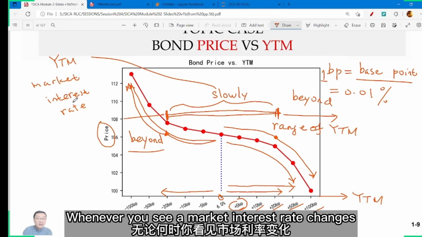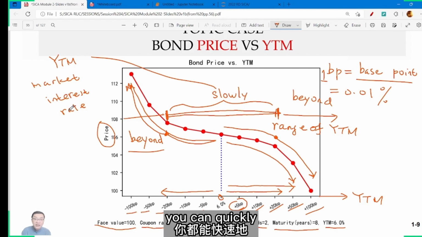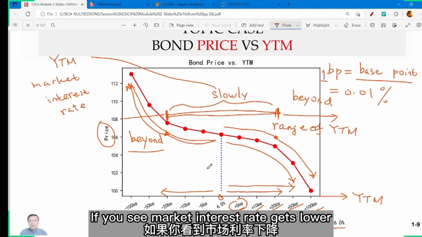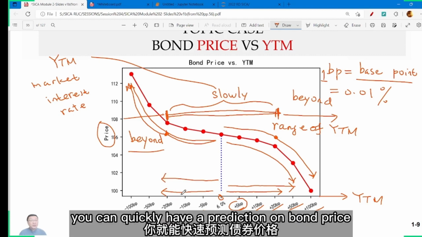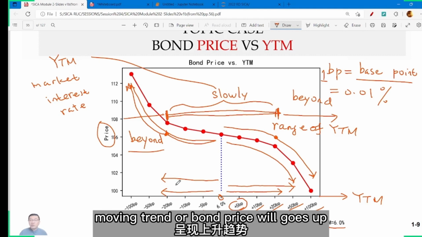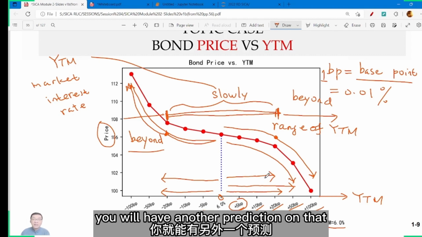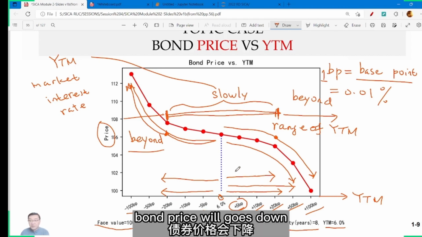Whenever you see market interest rates change, you can quickly predict the moving trend of bond prices. If you see market interest rates getting lower, you can predict that bond prices will go up. If you see an interest rate increase in the market, you will have another prediction: bond prices will go down.